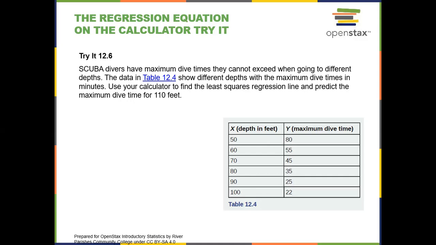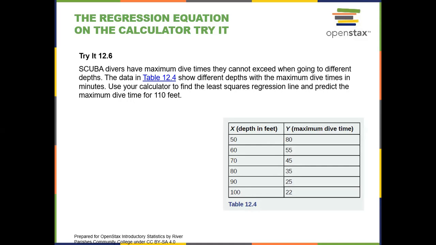Use your calculator to find the least square regression line and predict the maximum dive time for 110 feet. Now, x is your depth in feet. 110 feet is outside the x values. The x values go from only 50 to 100. So never use this equation to predict the maximum dive time for x equal to 110, because it's outside the domain of the given x values.